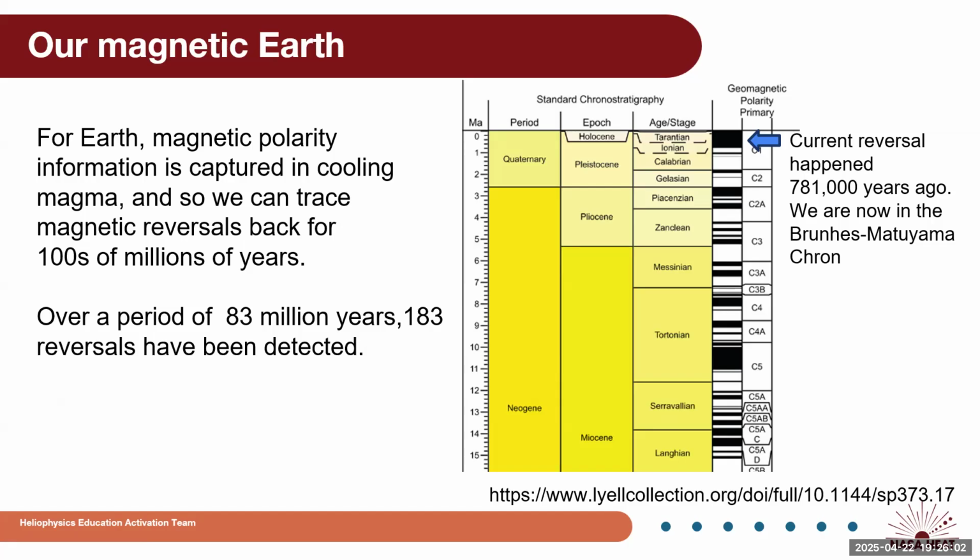When the magma cools, it captures the orientation and strength of the Earth's magnetic field within the crystalline structure of the material. So all you have to do is very carefully note the orientation when you sample the material, and then take it to your lab and date it. And so you can basically identify these polarity changes through studying these geological samples. Over 83 million years, geologists have been able to identify about 183 of these reversals.